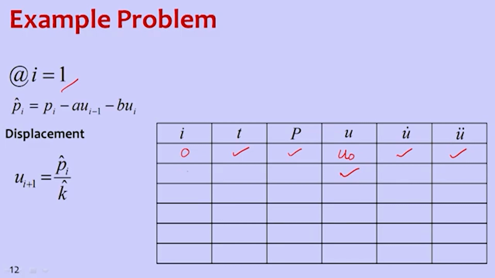So when i is equal to 1, t value is given and P value is given, and U is obtained at 2. So we will get U2, and using this U2 we will get velocity at 1 step, and U double dot 1. Similarly for the second step, we have t2, P2, and U3 is obtained from this equation, and U dot 2 and U double dot 2 are obtained here. Similarly for all other steps.